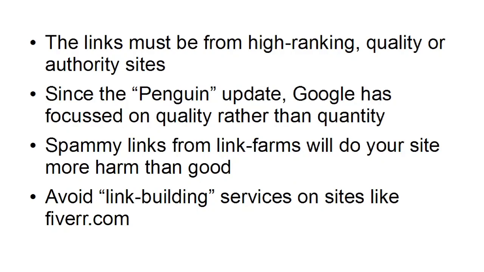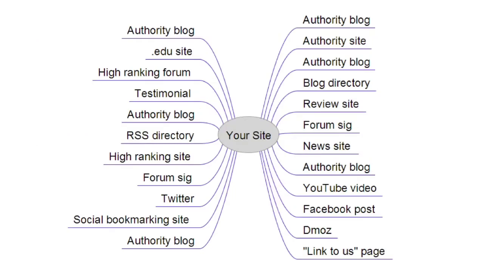Now, this diagram gives you an idea as to a typical linking to a site. You can see they are from lots of different types of sites. You've got links from authority blogs, from a .edu site, high-ranking forum, testimonials, RSS directories, high-ranking site, forum signature, YouTube video, Facebook post, Twitter, social bookmarking sites, DMOZ, link to us page, and so on. And obviously, the more links you can get, the better. But as I was saying just now, do bear in mind that they do need to be quality links.